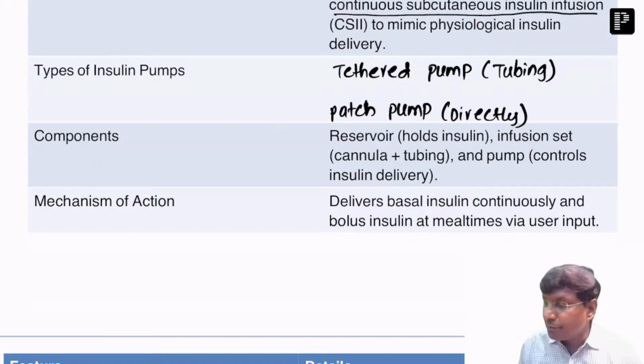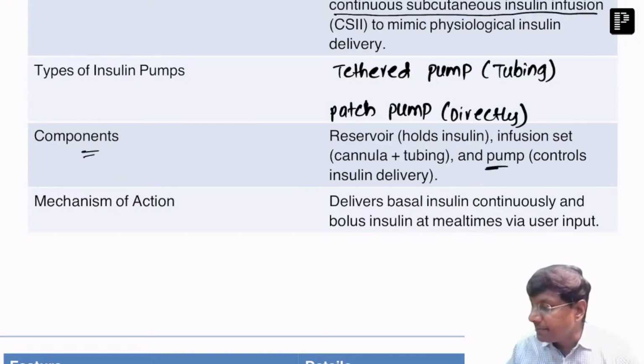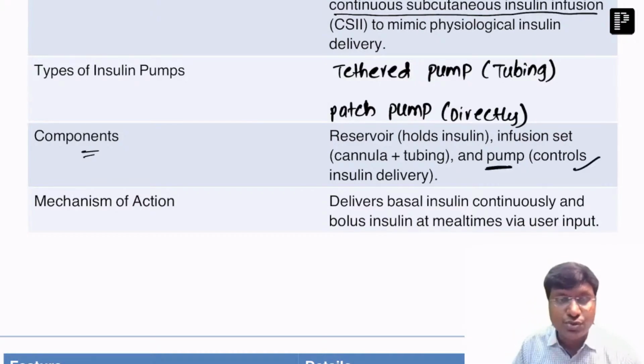Now, what are the components of the insulin pump? You have a reservoir which holds the insulin. Then you have an infusion set which contains a cannula and tubing. Then you have a pump that controls the insulin delivery. These are the components: reservoir, infusion set, as well as the pump.